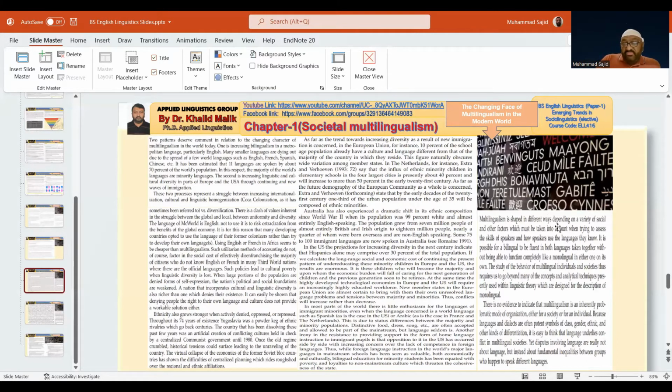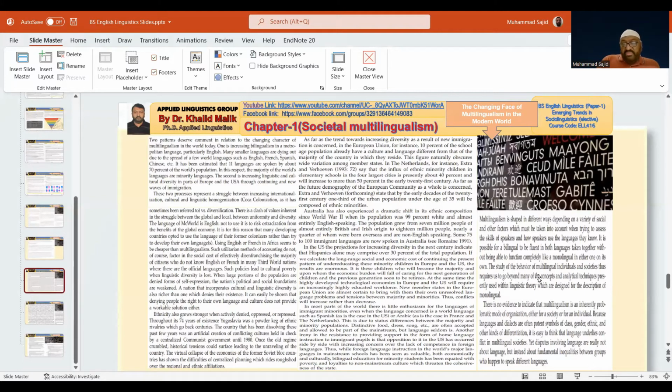Multilingualism is shaped in different ways depending on a variety of social and other factors which must be taken into account when trying to assess the skills of speakers and how speakers use the languages they know. It is possible for a bilingual to be fluent in both languages taken together without being able to function completely like a monolingual in either one on its own.